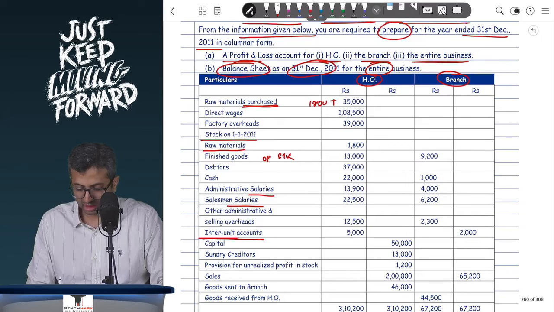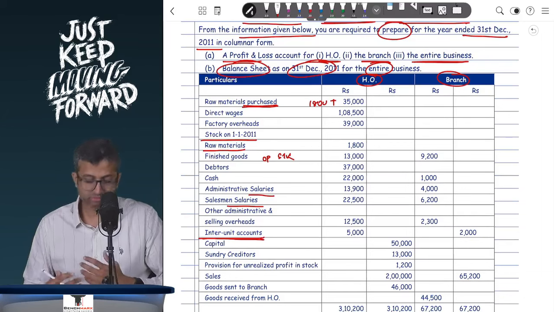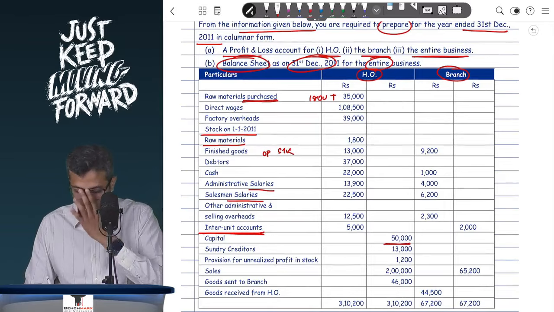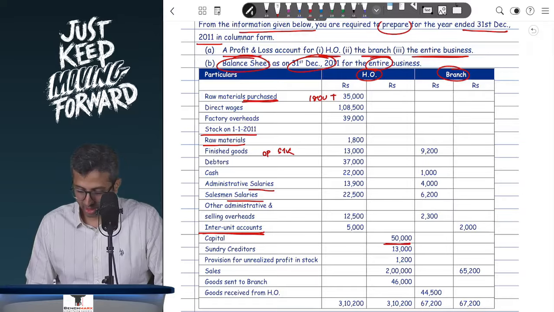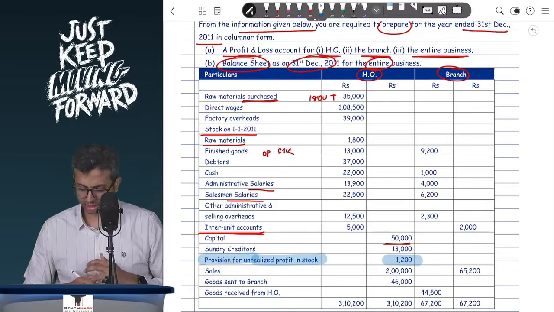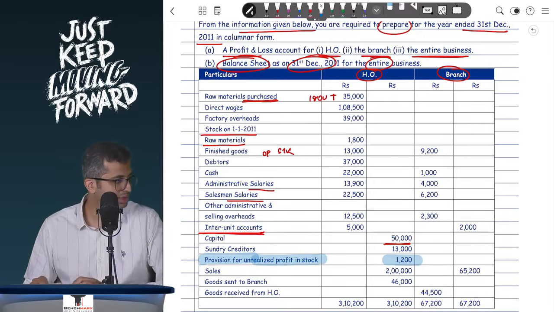Now there are some inter-unit accounts. This is between the HO and the branch. Capital of 50,000. This is the head office capital, outside capital, sundry creditors. Provision for unrealized profit in stock. This is like a stock reserve of 1200. Okay, we'll have to see how to take the adjustment for this.